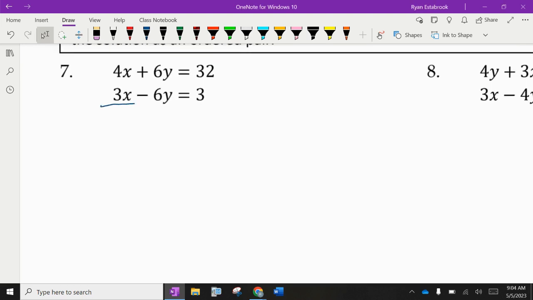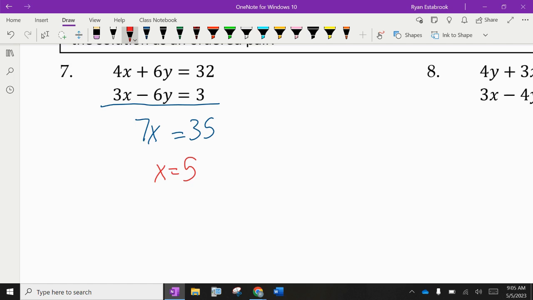However, great news here is that the y values are complete opposites of each other. So when we add them together, 6y plus negative 6y, gone, eliminated. Add everything else though, 4x plus 3x would give us 7x, 32 plus 3 gives us 35, and just by adding them together, the y value has been eliminated. And that's what we wanted. Now we have an equation with only one variable, and that variable is x. Divide both sides by 7. X equals 5. Like that, we have x solved for.